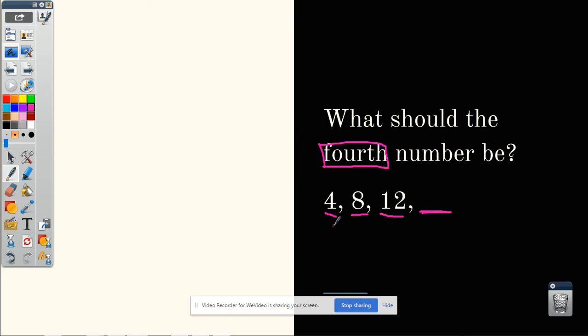So let's see. My first thought was that it would be times 2, but then I looked ahead. 8 times 2 is not 12, so that's not going to work. So it must be addition. So let's try plus 4. 8, 9, 10, 11, 12. 8 plus 4 is 12. So the rule is plus 4. So that means if I go here and do another plus 4, 12 plus 4 is 12, 13, 14, 15, 16. So that is your answer. What should the fourth number be? The fourth number should be 16.